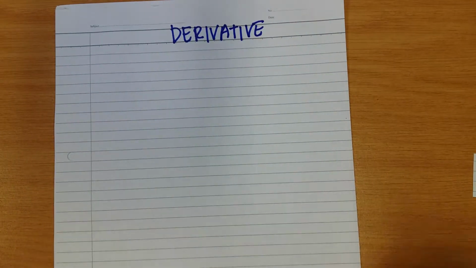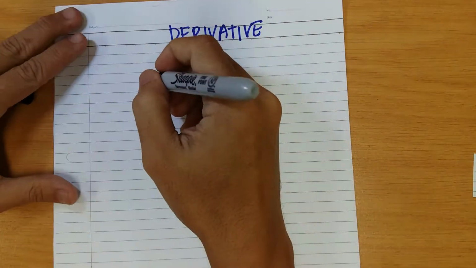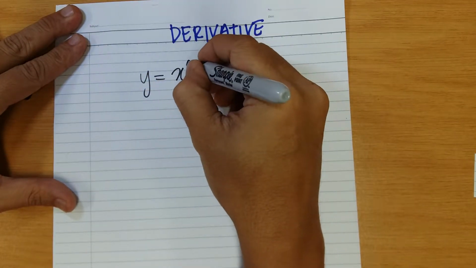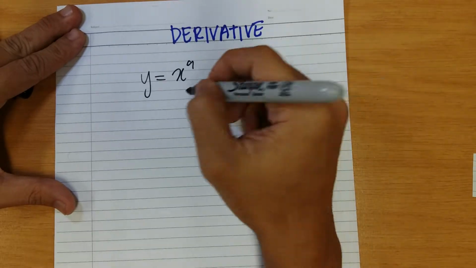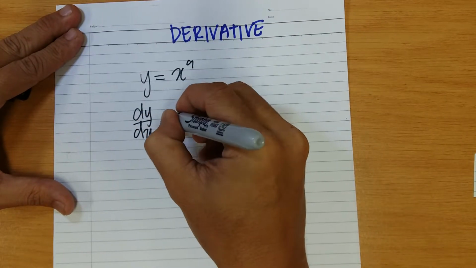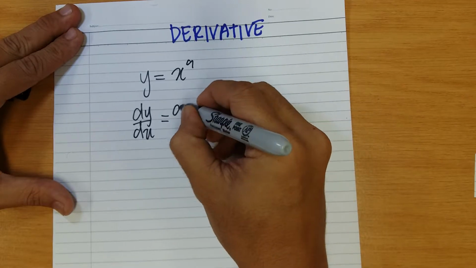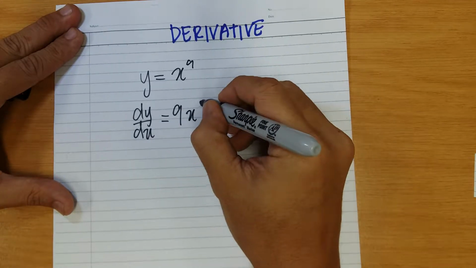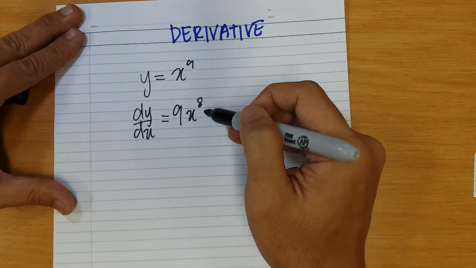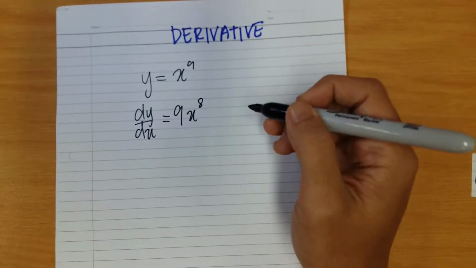Today we are going to learn about derivatives. Previously we have known that if we have y equals x to the power of 9, the derivative dy/dx is equal to 9x to the power of 8, where we bring 9 forward and the power is reduced by 1.